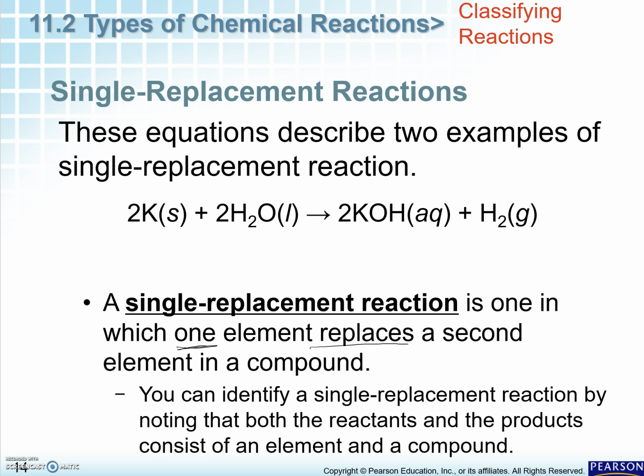And you can usually identify a single replacement reaction by noting that both the reactants and the products are going to consist of an element all by itself and one compound. So if you're to look at our potassium and water reaction here, you have two elements all by themselves. Remember, elements, they are just made up of one type of element from that periodic table. You could put your finger on it if you needed to. And then you have two different compounds. So those are another way of showing a single replacement reaction.